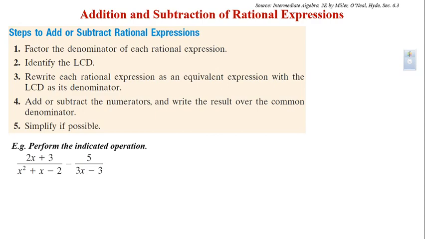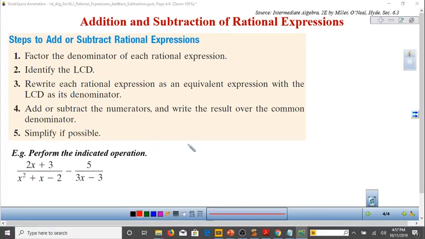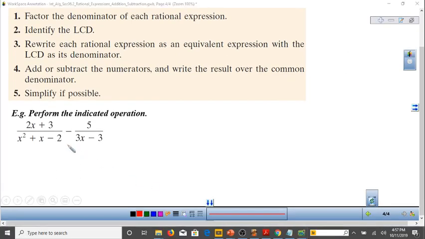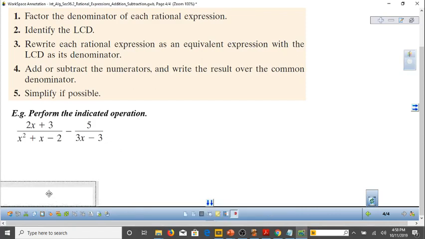So let's do this example as an illustration here. First of all, we notice that the denominators are not the same. Since the denominators are not the same, we're going to have to get them to be the same, so we're going to need to get a common denominator. Let's do that right now.